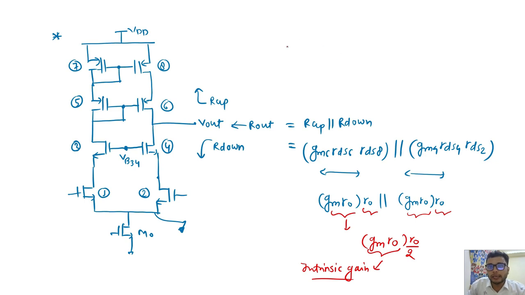So initially I told you that the gain can be increased by either increasing gm or by R out. In this structure I don't have any advantage over the gm, but I have a lot of advantage over this R out.